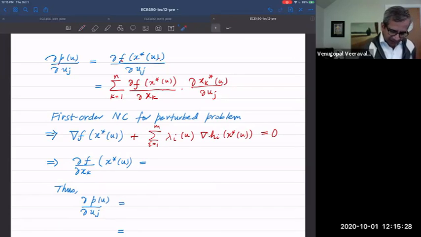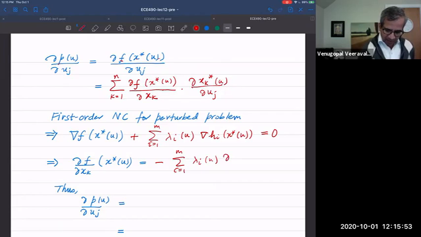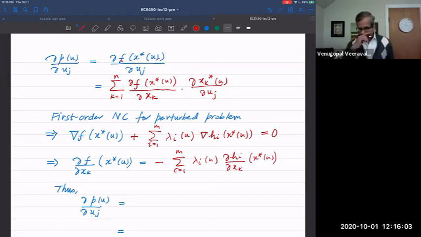From this, if I look at each component, I get the term I want. The kth component of the gradient of f will be exactly what I want here. So that kth component can be obtained as minus the summation i equal to 1 to m of lambda i of u times the partial of h_i with respect to the kth component, evaluated at x star of u. Okay.